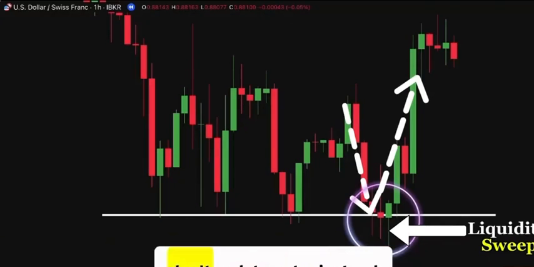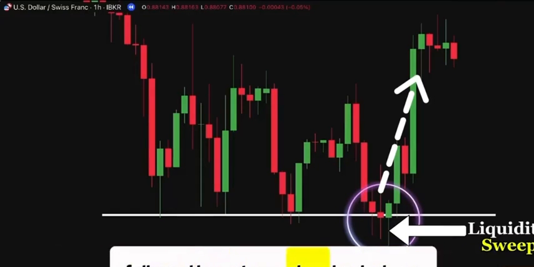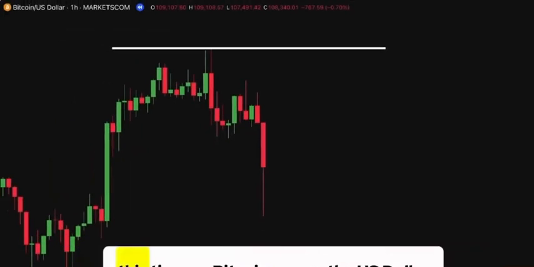So when you spot a level that meets these traits, obvious, multiple rejections, and a swing low or high, don't rush to enter. Instead, wait for the sweep. That means a break below the level, followed by a strong close back above. That's your signal.